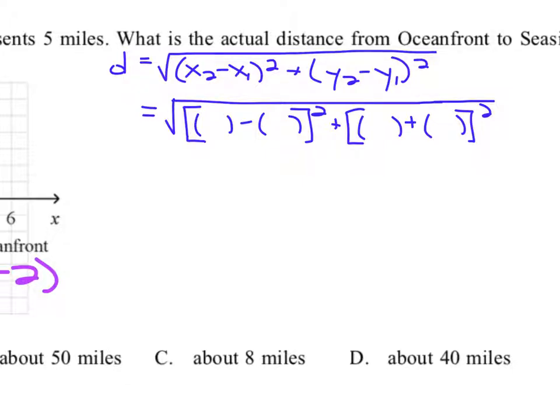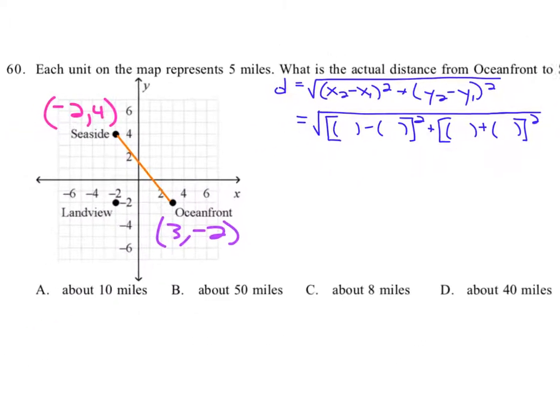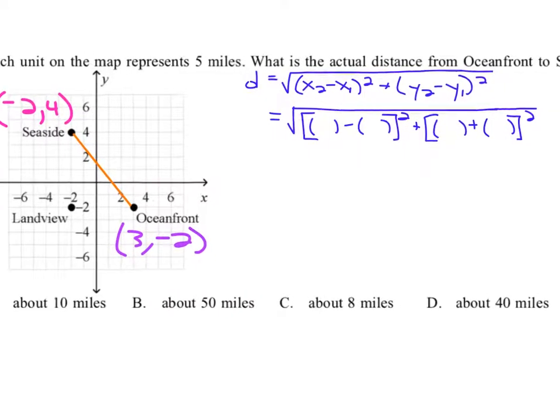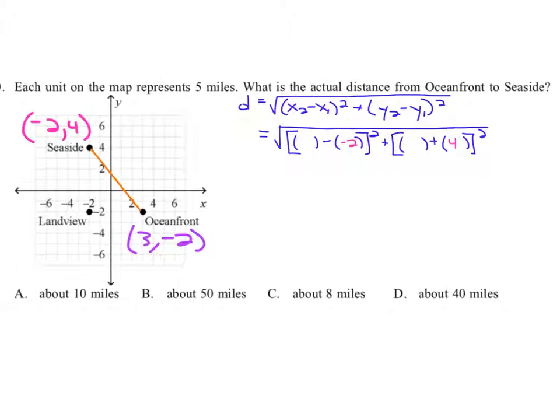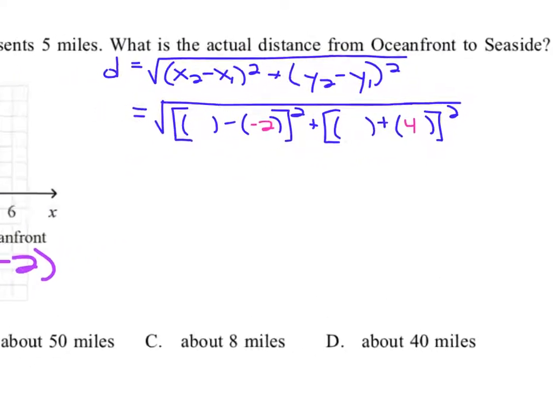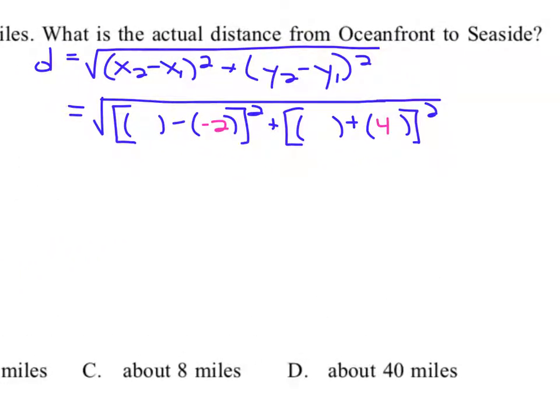Okay? And what are those values? Well, I'm going to scroll to check. The first point we've got is -2 comma 4, for point number 1, and then 3 comma -2 for point number 2.